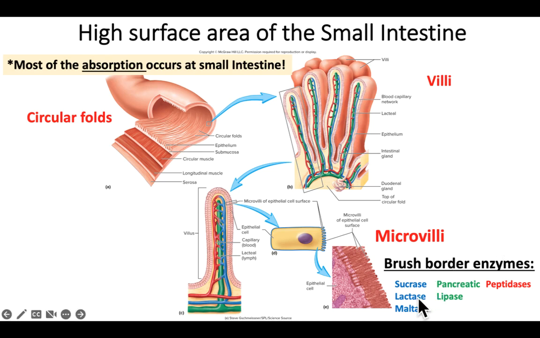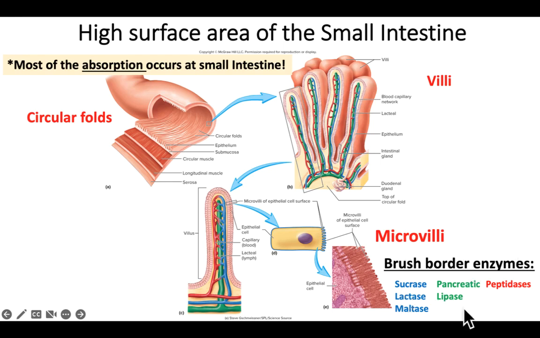Lactase digests lactose into individual monosaccharides. And then maltase digests maltose. So if you put an O here, it's a disaccharide. It's a sugar. If you replace that with the A, it's the enzyme that digests the disaccharide. So these will finish off your carbohydrate digestion. So as a result of their action, you have monosaccharides.